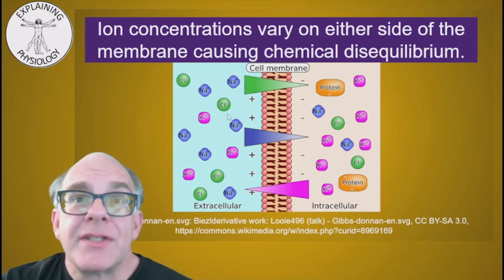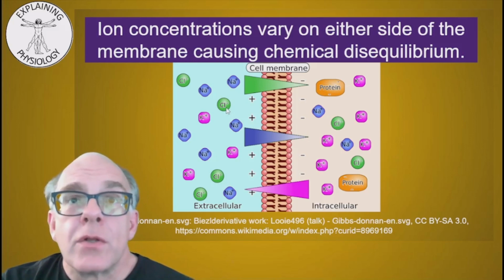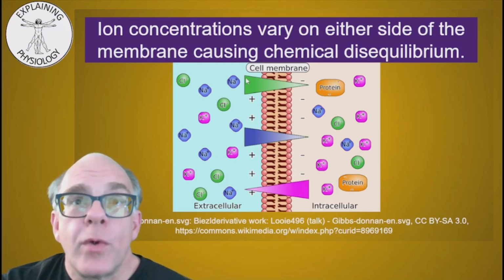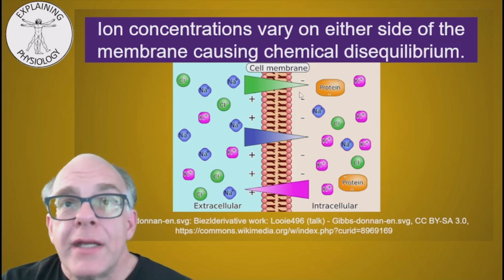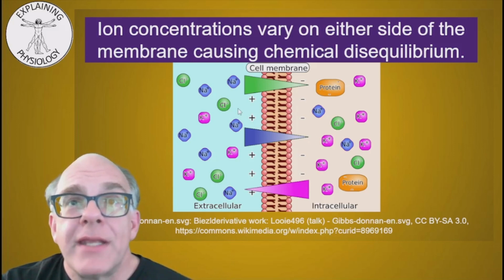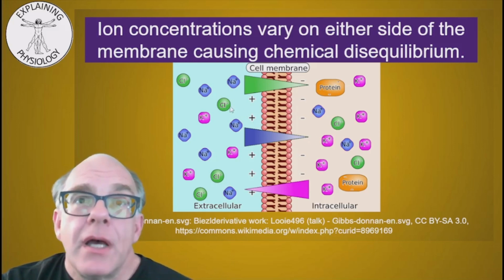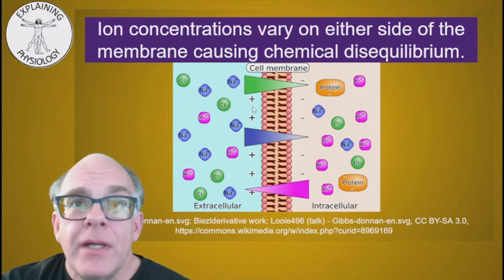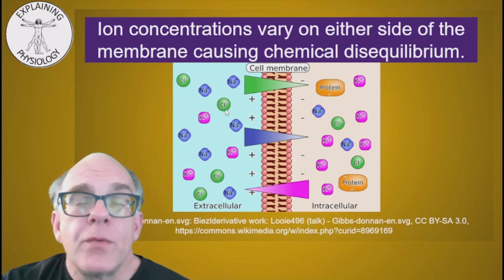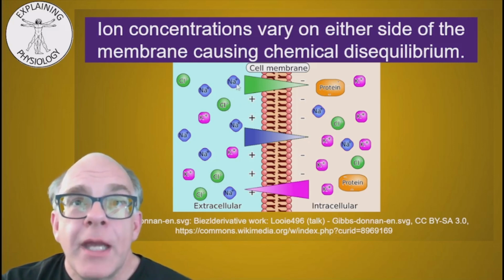In contrast, our chlorine over here has a chemical gradient where we have a higher concentration outside of the cell versus inside. So we're going to have a chemical force moving it inside of the cell, but then chlorine has a negative charge. And negative charges are going to be repelled by the negative charge inside of the cell, and they're going to be attracted to the positive charges here. So in the case of chlorine, we have a situation where the chemical force is moving in one direction, and the electrical force is moving in the opposite direction.